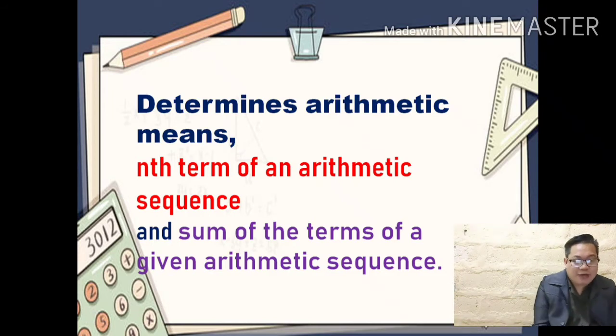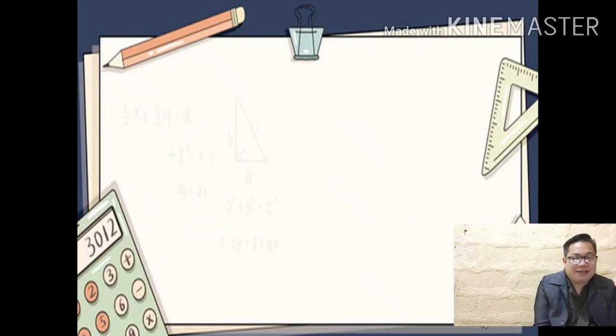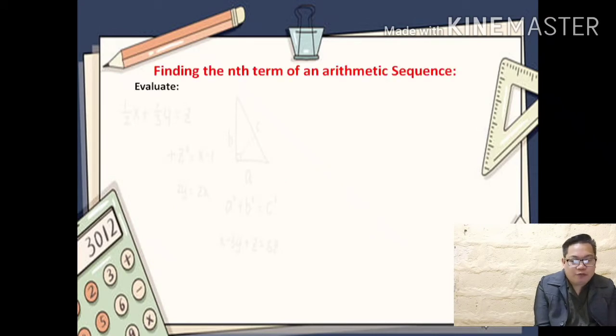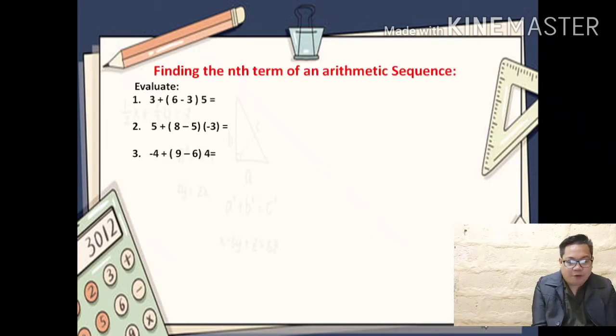Bago tayo magsimula, warm up muna tayo para sa mas mabilis na proseso pagdating natin sa lesson proper. Evaluate muna natin ang mga sumusunod. Number 1, 3 plus quantity 6 minus 3 times 5. Number 2, 5 plus quantity 8 minus 5 times negative 3. And number 3, negative 4 plus quantity 9 minus 6 times 4.